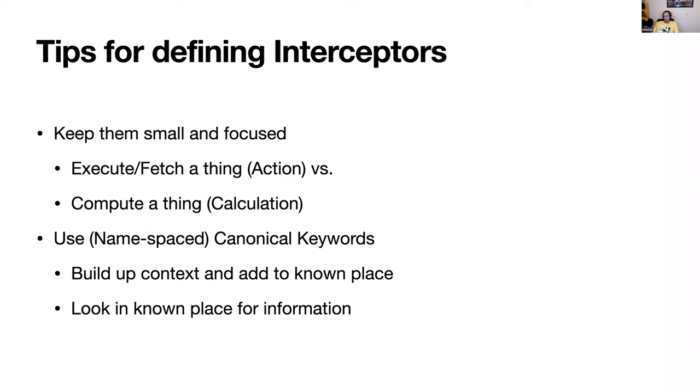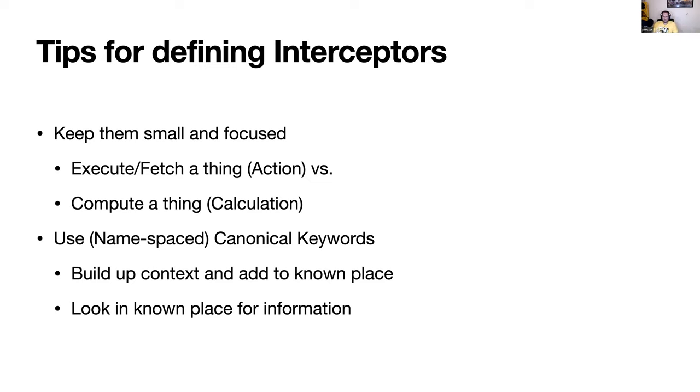So, tips for defining them. Keep them small and focused. You execute a thing, you fetch a thing, you do your action. That's distinct from the computation of it, either using that thing or computing data that will help you get that thing later. So it allows you to keep your data separate from your calculations, separate from your actions. If I need to do something, I can treat my action as data and I can hydrate in a way, and it's abstracted to me because that's just a function I can call because that's data.